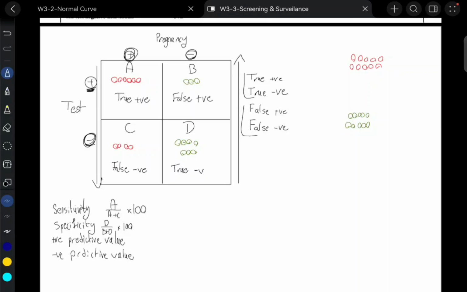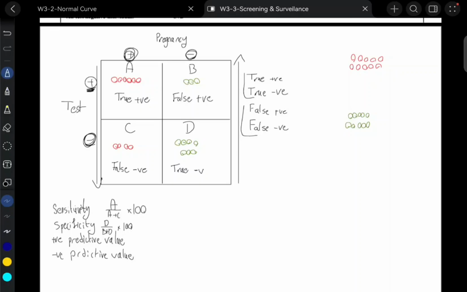So sensitivity, how sensitive a test is. What that means is, when I have all the pregnant ladies or all the diseased people, and I test all of them with the same test, how many times will the test give me a positive result? This percentage is how sensitive it is. When I say how sensitive, it means it is able to detect it easily.